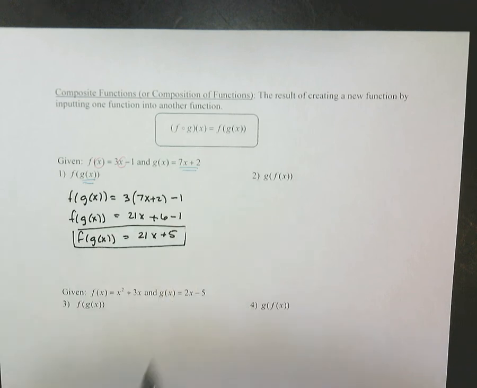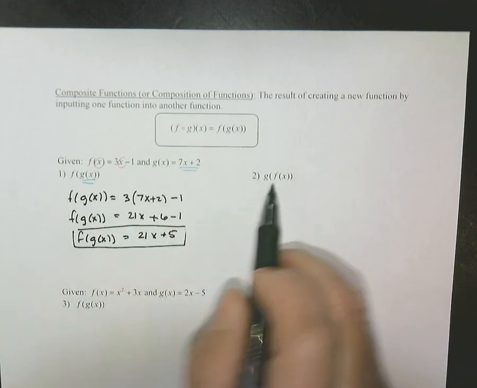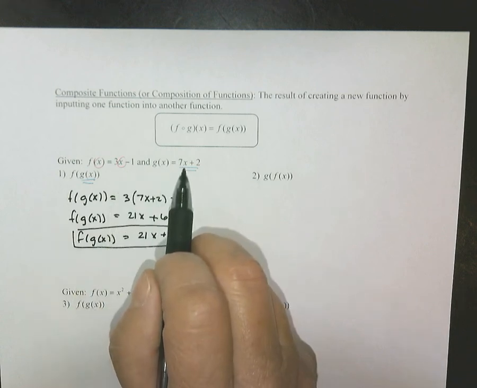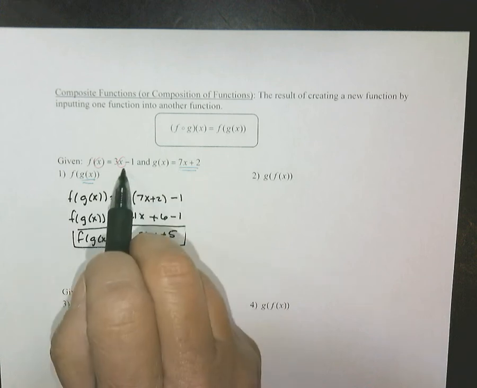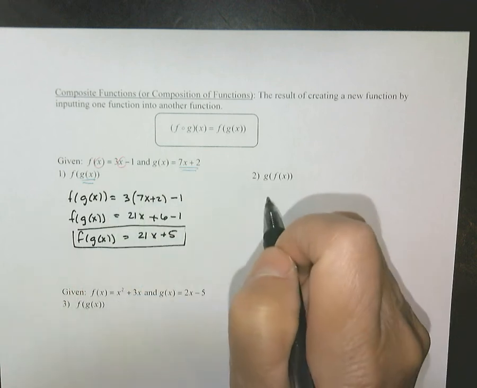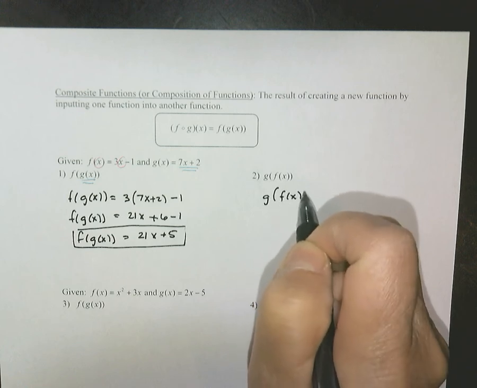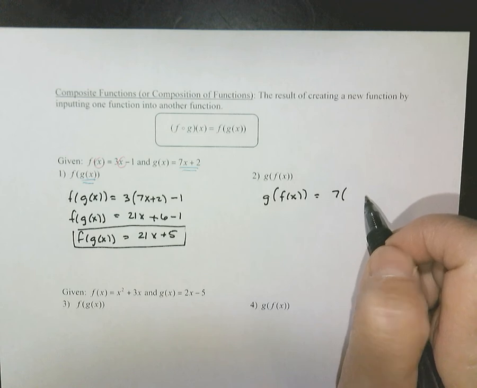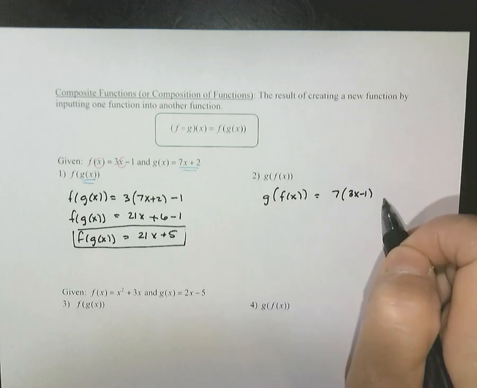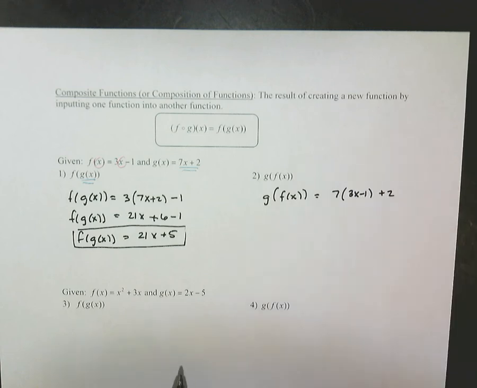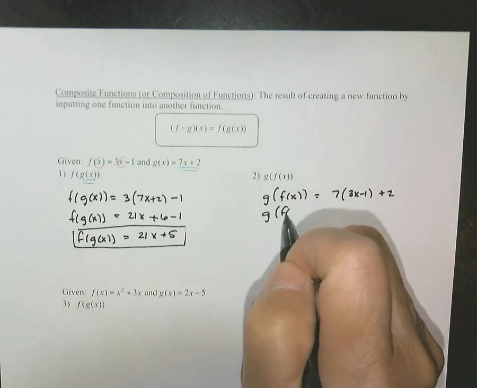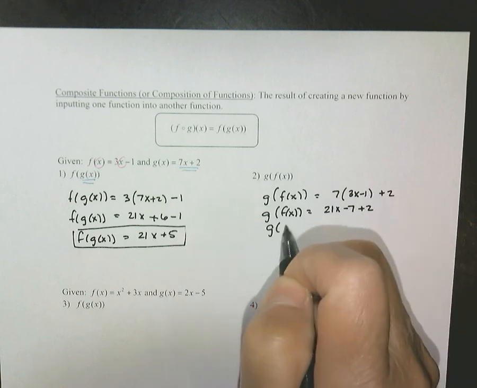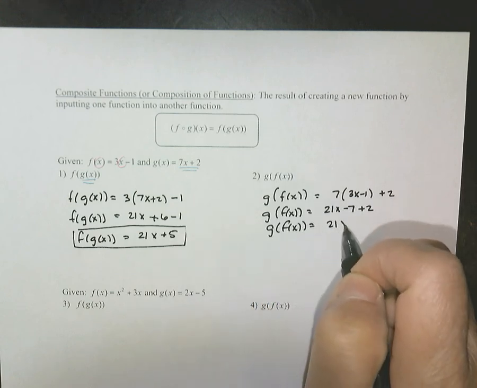I can also go in the other order. So now I have g of f of x. So now the f of x, which is 3x minus 1, is going to go into this function for the x. So 7 multiplied by 3x minus 1 plus 2. So g of f of x, I'm going to take the g, but instead of x, I want to write 3x minus 1 plus 2. Distribute, so g of f of x is equal to 21x minus 7 plus 2. G of f of x equals 21x minus 5.